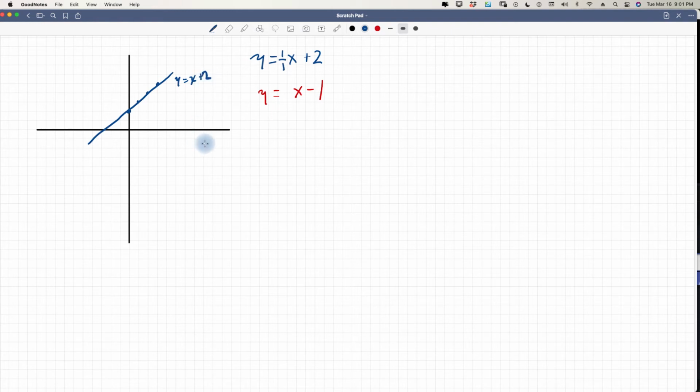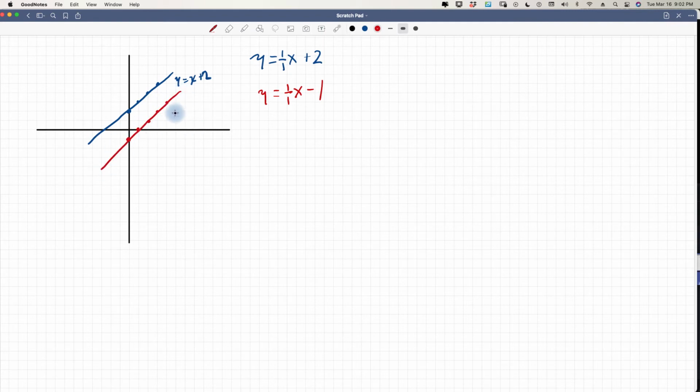There's that line. All right, so let's change our color and let's do our red line. y equals x minus 1. So if x is 0, y is negative 1, okay? So it's right there. And we have 1 over 1. So we have the same rise and run as this one. So up 1 over 1, up 1 over 1, up 1 over 1.